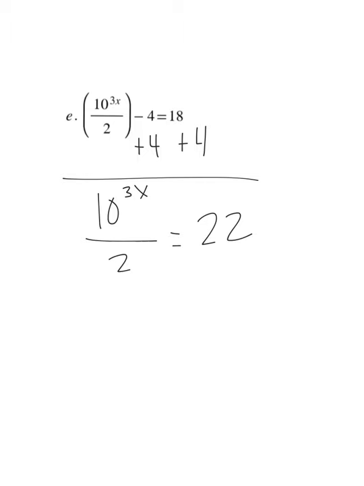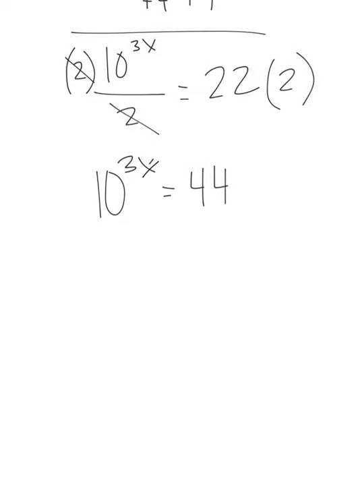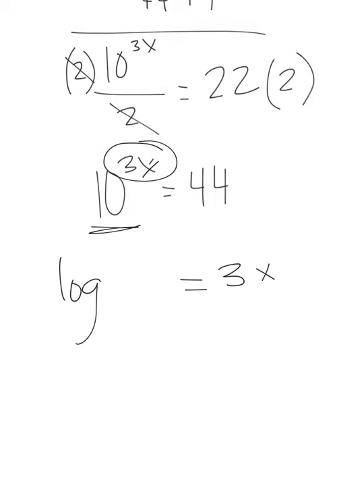All right. And then I need to get this 2 out of the denominator. So in order to do that, I'm going to multiply both sides by 2, and I'm going to get 10 to the 3x is equal to 44. And now I can rewrite this using log notation. Whatever the exponent is will be on the other side of the equal sign. All right, base 10. So this is log base 10 of 44.